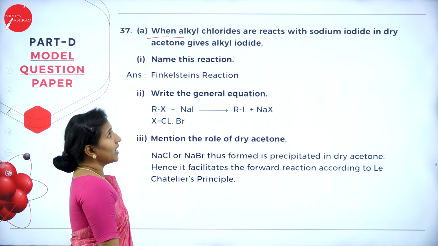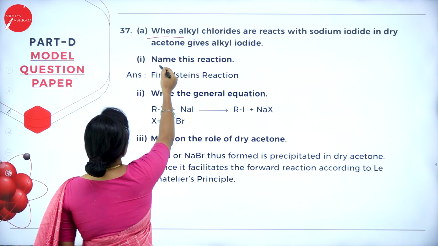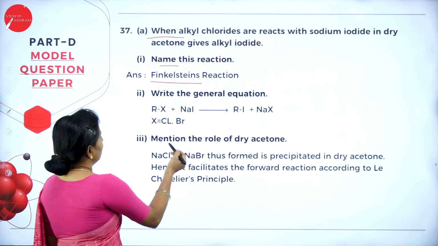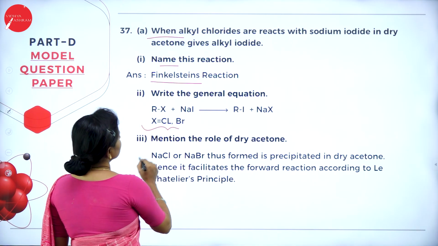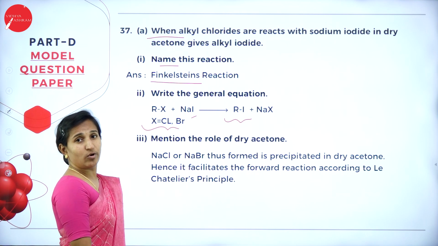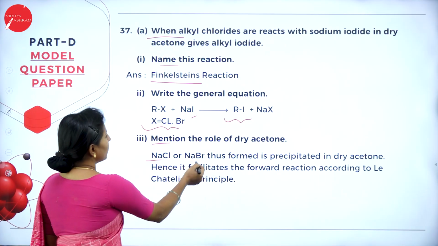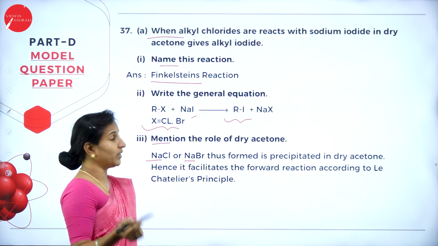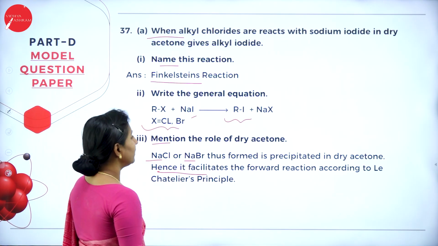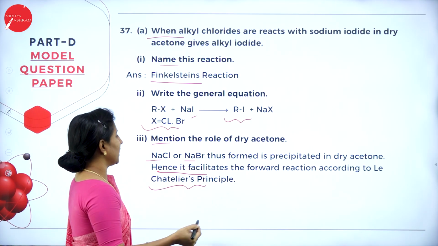When alkyl chlorides react with sodium iodide in dry acetone, they give alkyl iodide. Name this reaction. Answer: the reaction is the Finkelstein reaction. Here the general equation is alkyl halide with sodium iodide gives alkyl iodide with the removal of sodium halide. Mention the role of dry acetone. Here sodium chloride or sodium bromide thus formed is precipitated in dry acetone, hence it facilitates the forward reaction according to Le Chatelier's principle. Here dry acetone acts as a solvent.